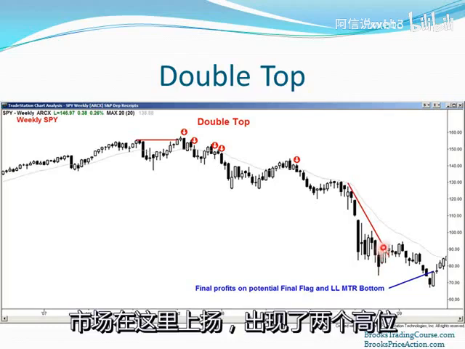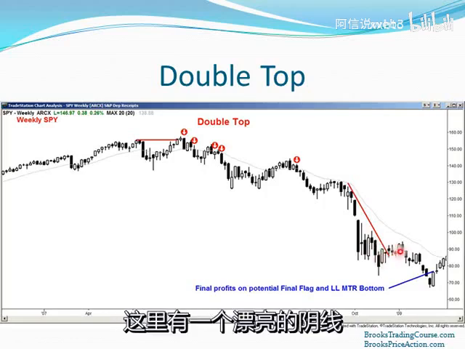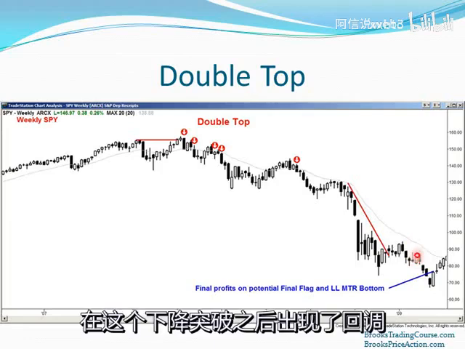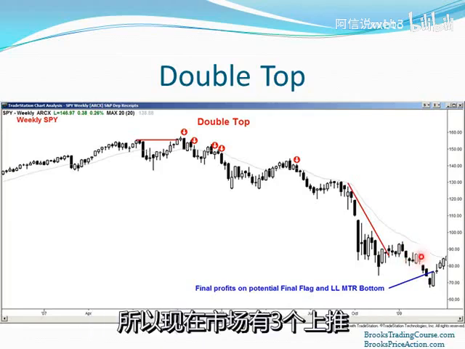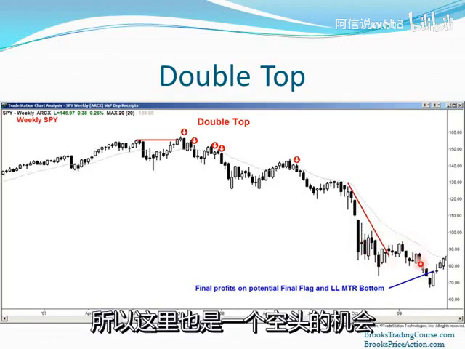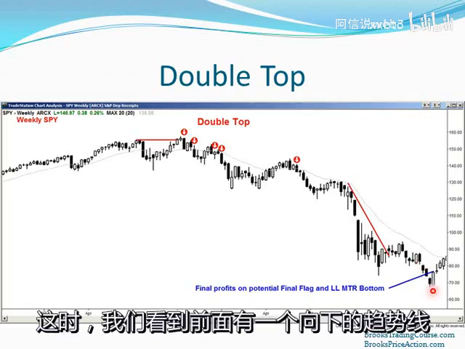Not a very good buy. It's forcing traders to buy too high up in a potential trading range. There's another low 2 short here with a decent bear bar, so a reasonable short. A pullback from this bear breakout, so we get a pullback here from this bear breakout. So now we got 3 pushes up. 1, 2, 3. You can treat this as a triangle, and it's a short here as well. And then we have another bear breakout.